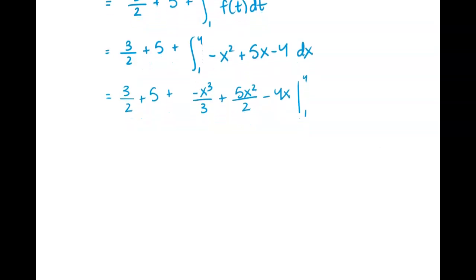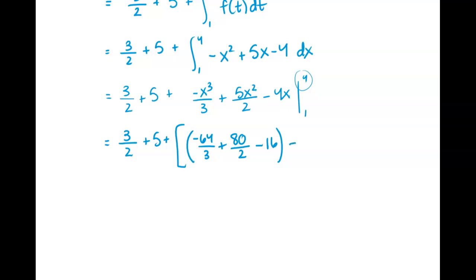Alright, see we're going to get some ugly fractions, but we can do ugly fractions. Keep the 3/2 and the 5 so we don't forget about them, plus, well, when we evaluate at 4, we get -4³ over 3, which is -64 over 3, plus 4 squared is 16, 16 times 5 is 80 over 2, minus 4 times 4, which is 16, minus, now we'll evaluate at 1, -1/3 plus 5/2 minus 4.